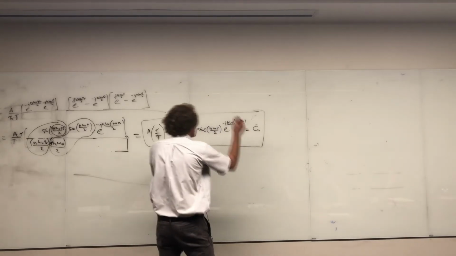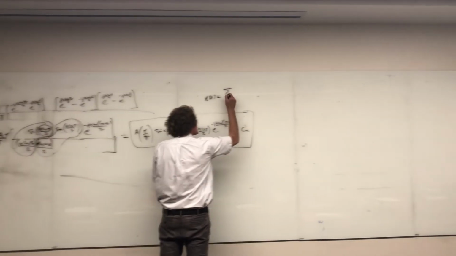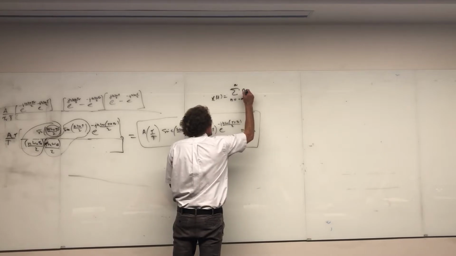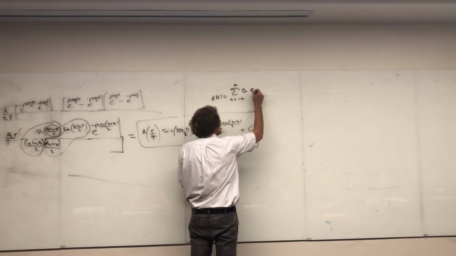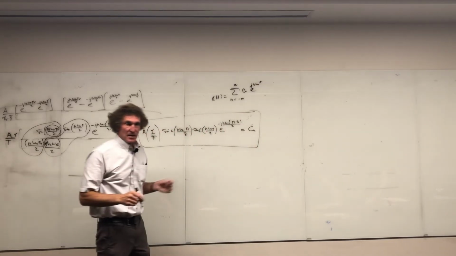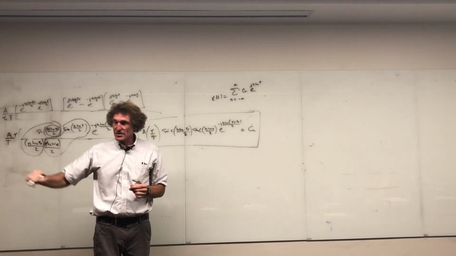Remember what this C_n is for. It's for x of t being equal to the summation from n equals minus infinity to infinity of C of n times e to the j n omega naught t. That's the C of n. That's where that C of n goes for the rise time constant and the fall time.